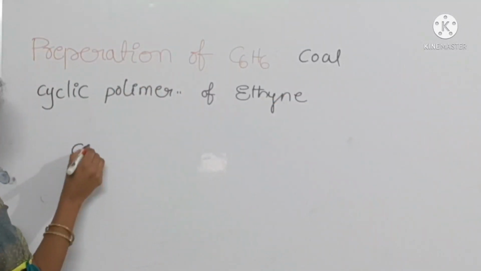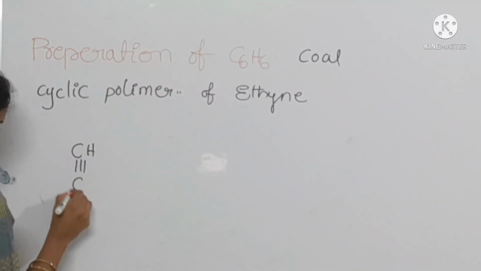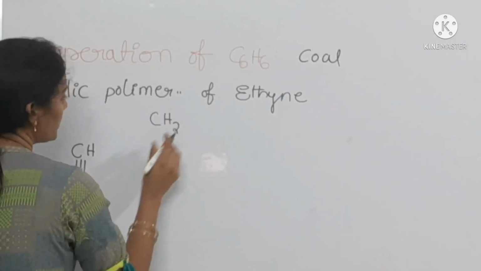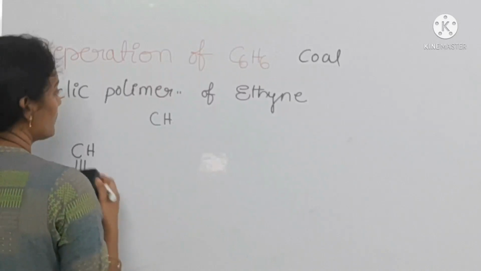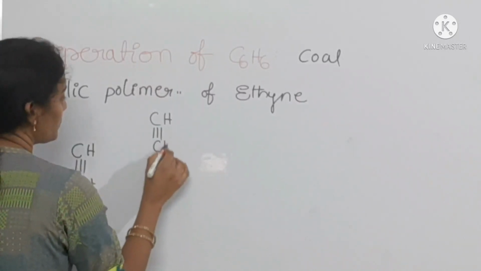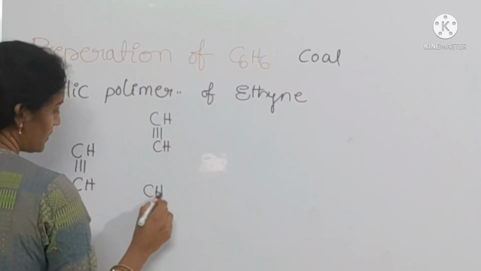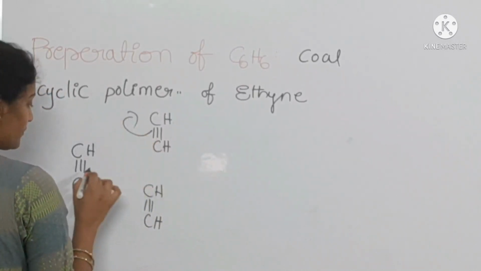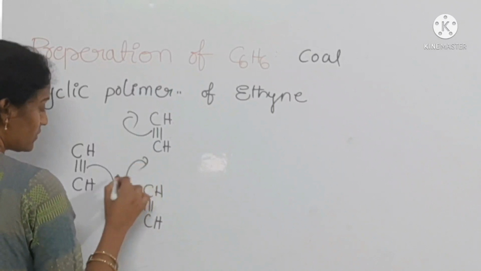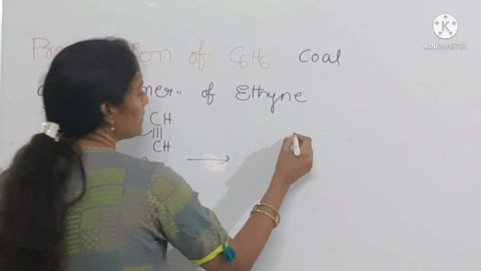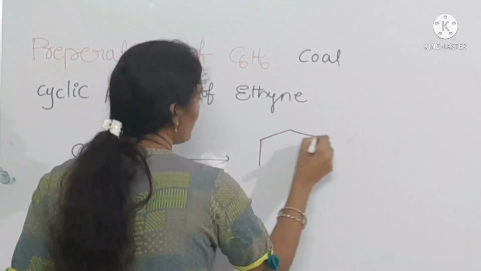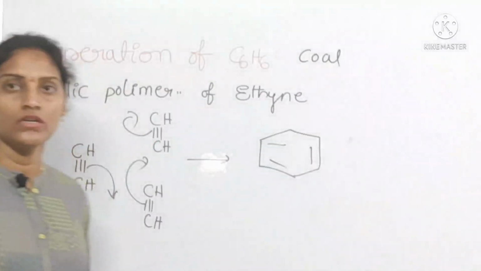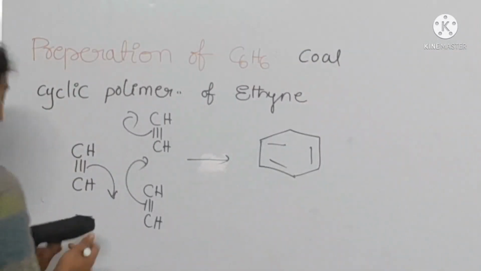You have to take 3 moles of ethine, CH triple bond CH. This is another molecule of ethine. The shifting of pi bonds takes place here, then benzene will be formed. This is the cyclic polymerization of ethine. Okay, coming to the next one.